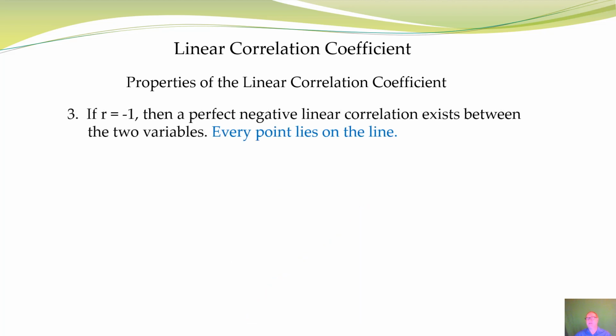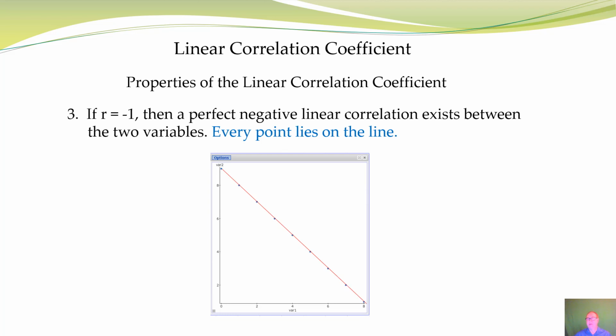Now, if r equals -1, then a perfect negative linear correlation exists between the two variables. And again, every point lies on the line. So here would be an example of a perfect negative linear correlation.